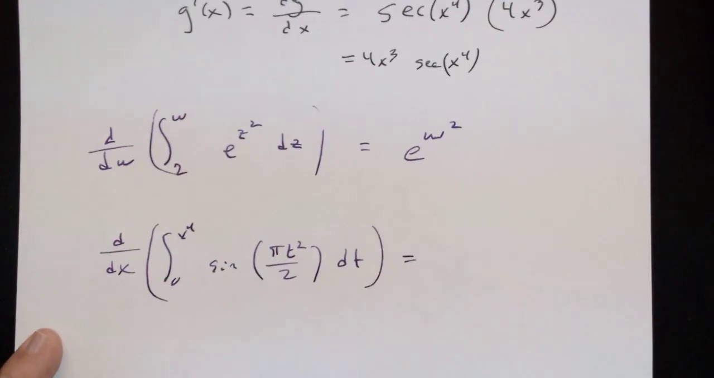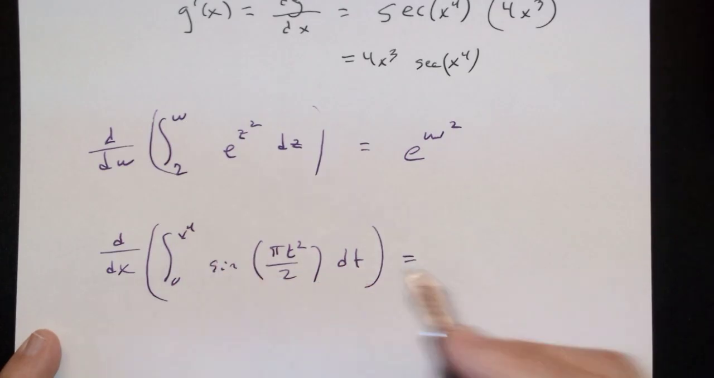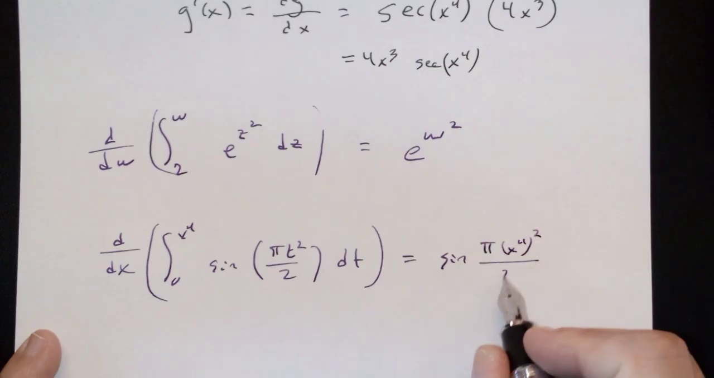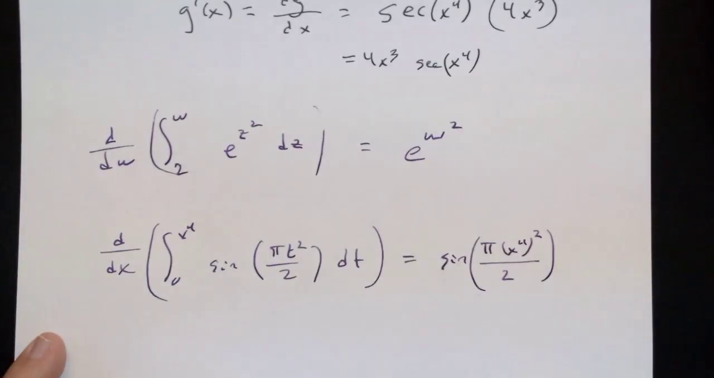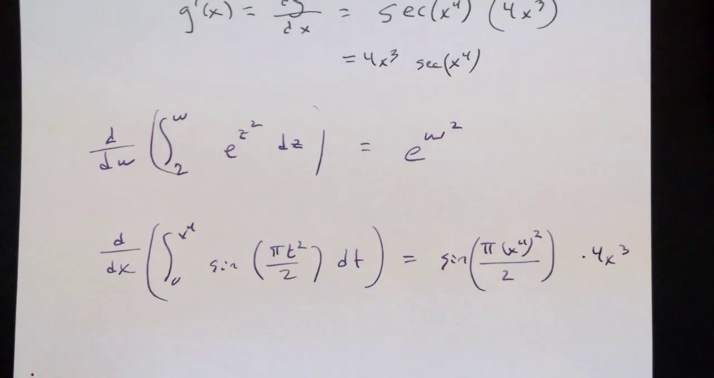So I'm going to do exactly what we just said. I'm going to think of this as an intermediate step. So I take the sine function and I replace the t with this. Sine pi x to the fourth squared over 2. And now the chain rule rears its ugly head, and I multiply by 4x cubed. The powers? Absolutely, you could write pi x to the 8th. I just didn't. I did the direct substitution. I didn't do any simplifying at this point.